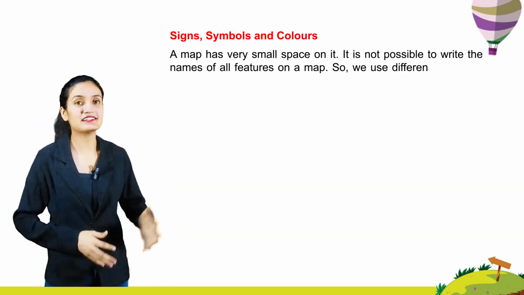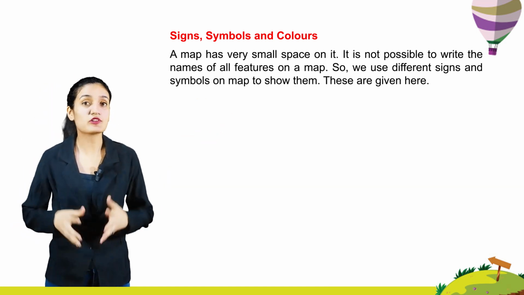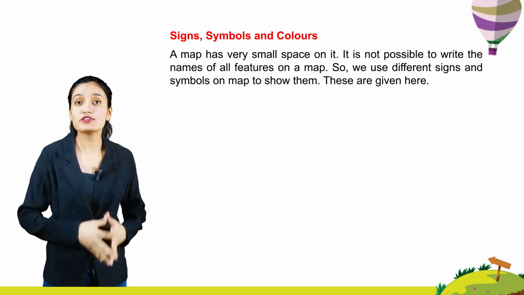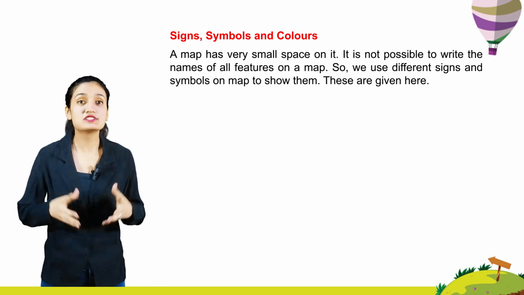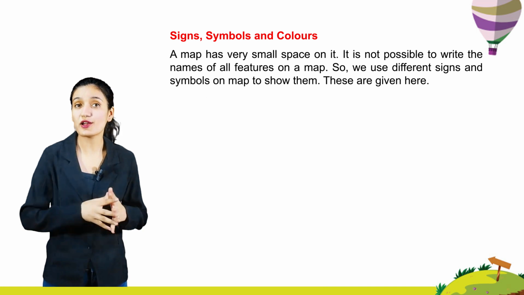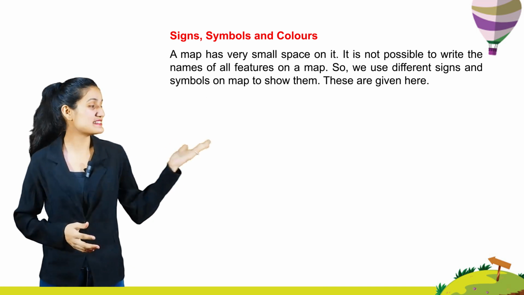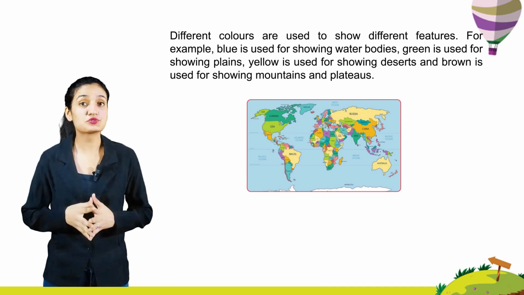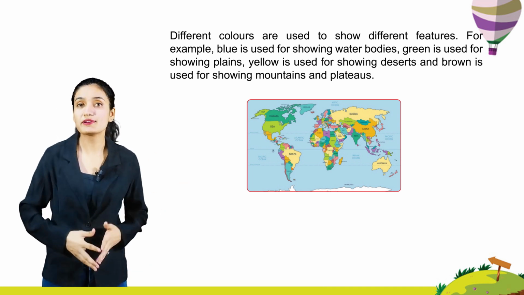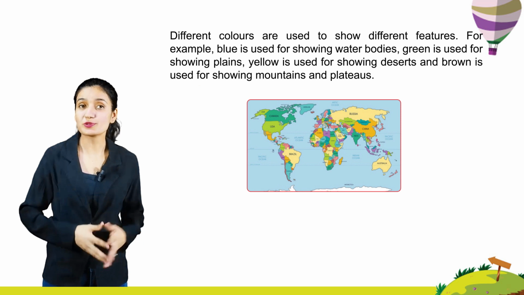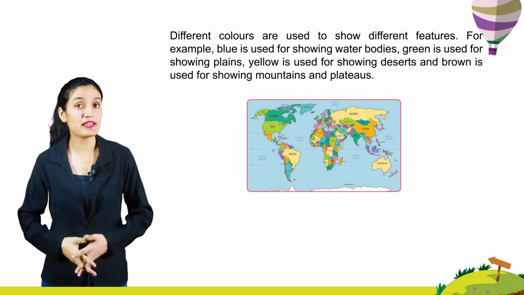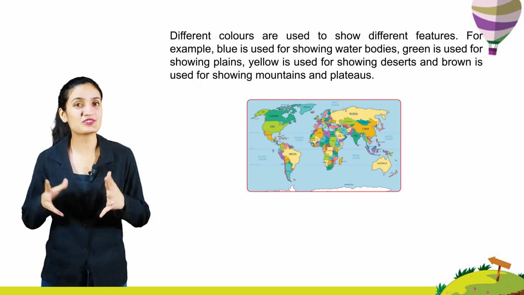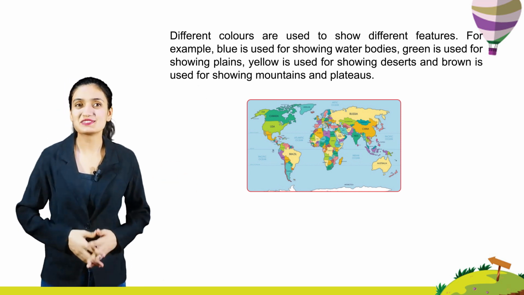Signs, symbols and colors. A map has very little space on it. It is not possible to write the names of all features on a map. So we use different signs and symbols on a map to show them. These are given below. Here you can see different colors are used to show different features. For example, blue is used for showing water bodies, green is used for showing plains, yellow is used for showing deserts and brown is used for showing mountains and plateaus.